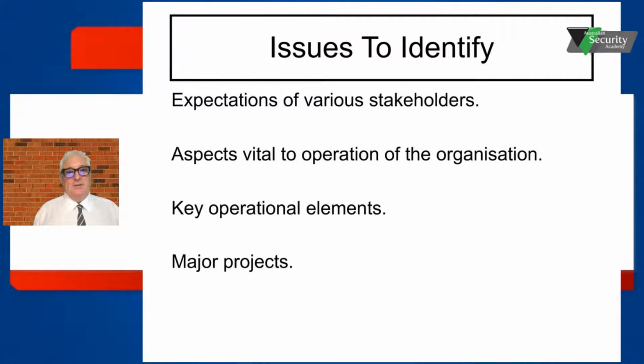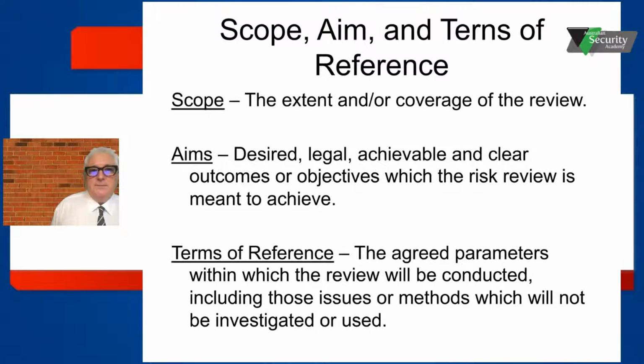Aspects vital to operation of the organisation. What's totally vital to this organisation's operation? What are the key operational elements and what are the major projects that they do? The scope, aim and terms of reference. The scope is the extent and coverage of the review for this context. The aims are the desired, legal, achievable, clear outcomes or objectives the risk review is meant to achieve. And the terms of reference are the agreed parameters within which the review will be conducted, including those issues or methods which are not to be investigated or used.